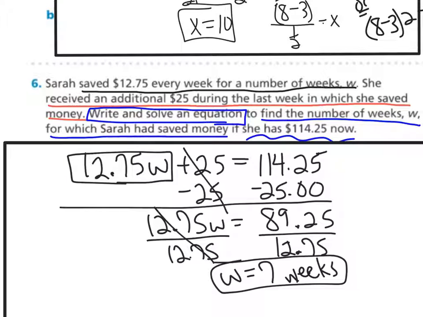Once again, if you had time, you could work that out. 12.75 times 7, get that answer, add 25, and you'll get 114.25, which confirms that we have the right answer for this problem.